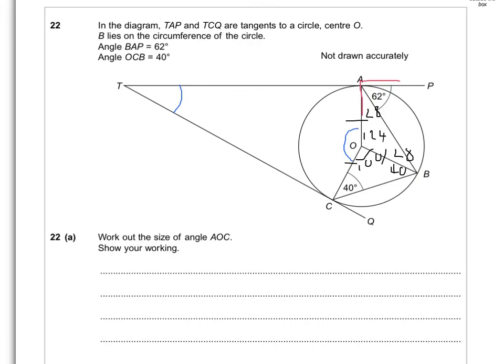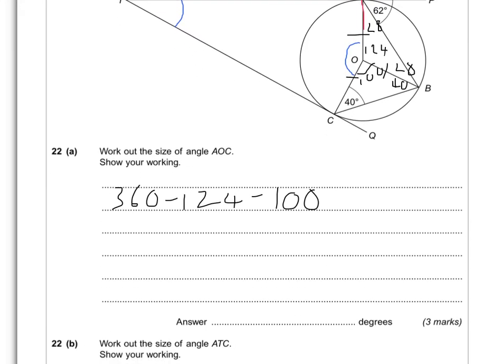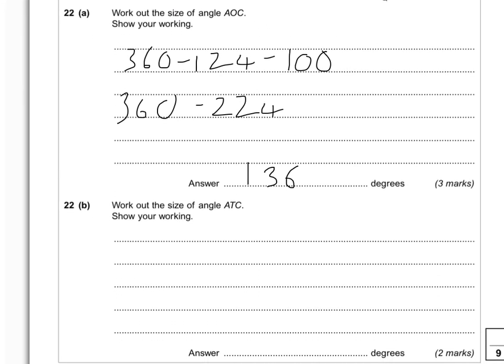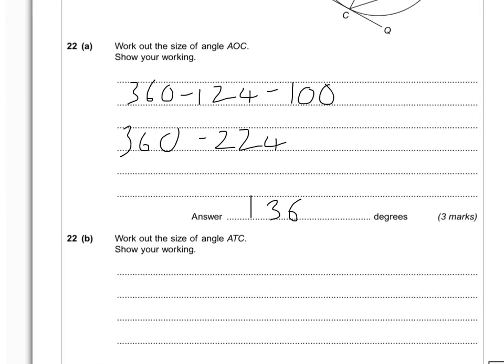So to work out angle AOC, angles around a point add up to 360. So it's 360, take away 124, take away 100. So the answer to that question will be 360 take away 224, and the answer to that is 136 degrees.